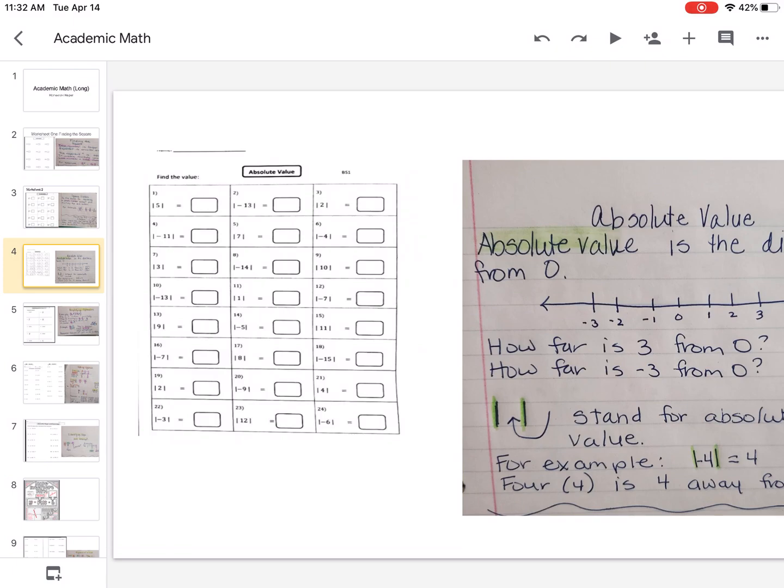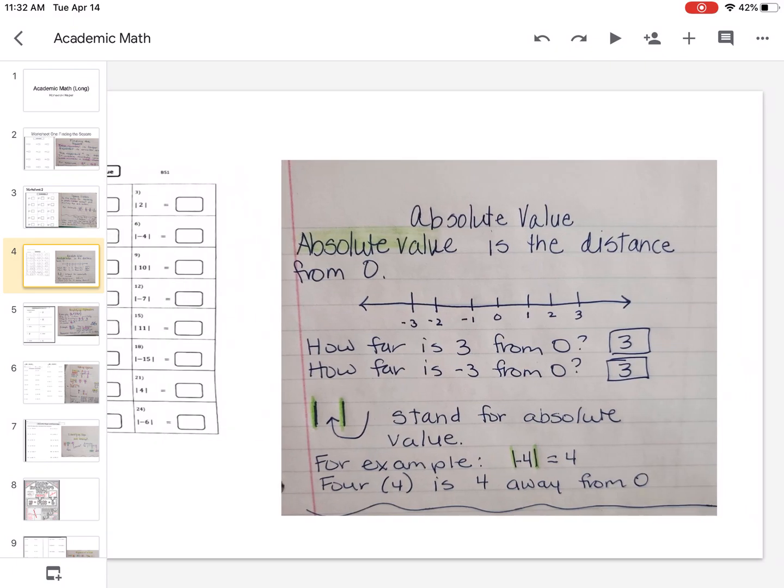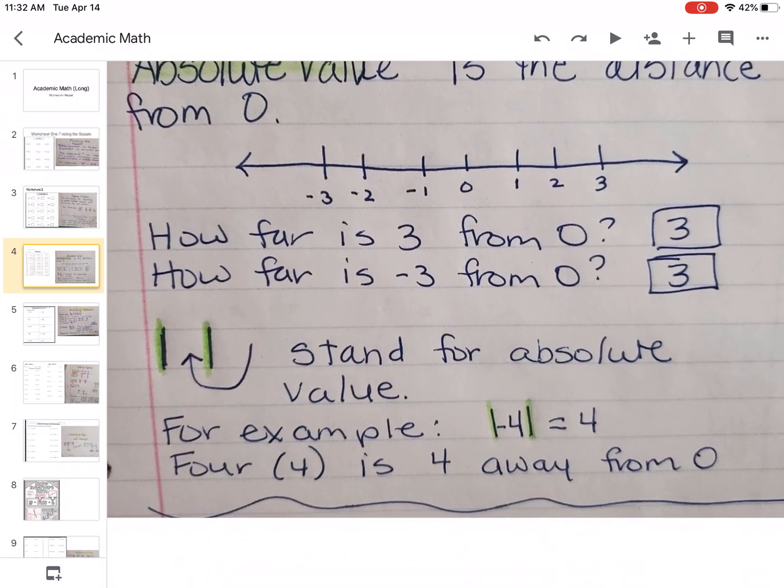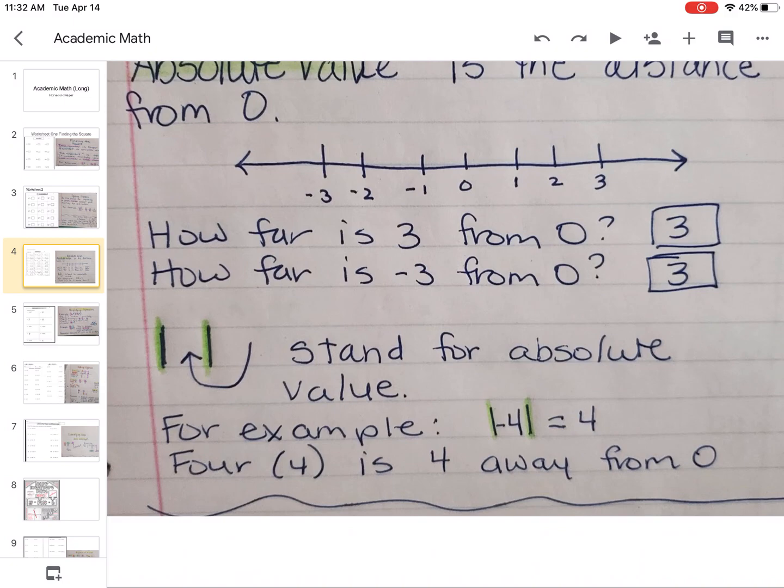On the next worksheet, you have absolute value. Absolute value is the distance from 0. So how far away is 3 from 0 on our number line? It's 3 away from 0. How far away is negative 3 from 0? 3. So it didn't matter that it was negative. It turned positive. So those lines, those parallel vertical lines, stand for absolute value, which means how far away is the number from 0.